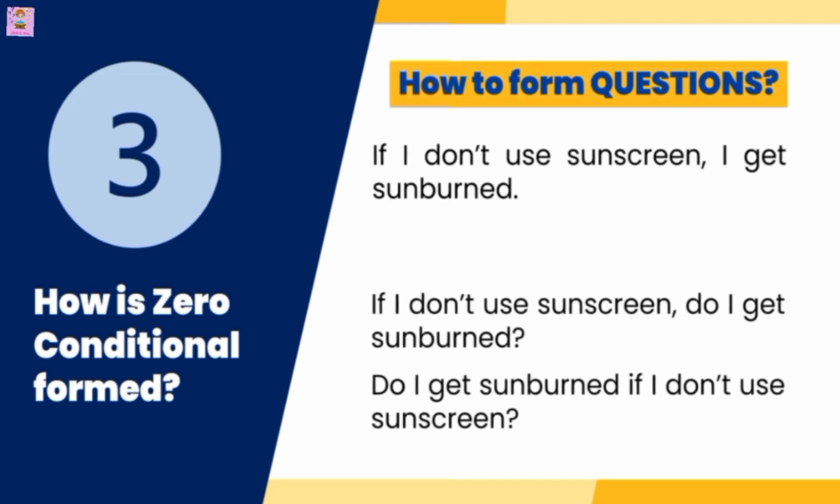How do we form questions in zero conditional? Simple, we just need to use either do or does. In our example, we have, if I don't use sunscreen, I get sunburned. If you turn this into a question, you just need to add the word do in the beginning of the result clause. If your result clause comes first, then you just place it in the beginning of the sentence. Don't get confused with do and does. We use do if the subject is plural, while we use does if the subject is singular.